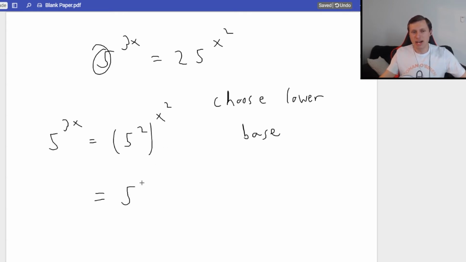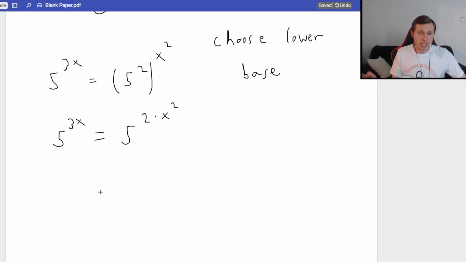So it's going to be 5 raised to the 2 times x squared. And that's because a power raised to another power becomes multiplication. So I'm saying 5 to the 3x power equals 5 to the 2x squared power. Now the bases are the same. I can set them equal to each other. I get 3x equals 2x squared.